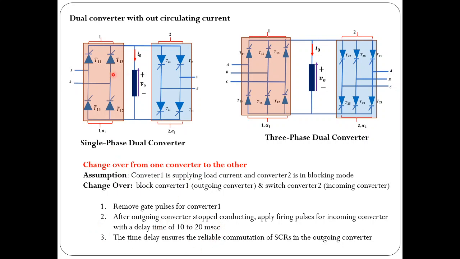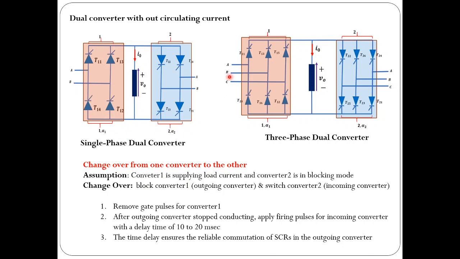You cannot operate them with whatever frequency you want. There should be some time delay between changeover from one converter to the other. If you want to go for reversal of current, there must be some time delay. For example, if you want to operate this converter in 4 quadrants and you want regular interchange of current direction, then this may not be suitable.